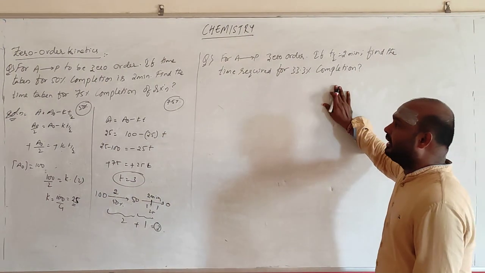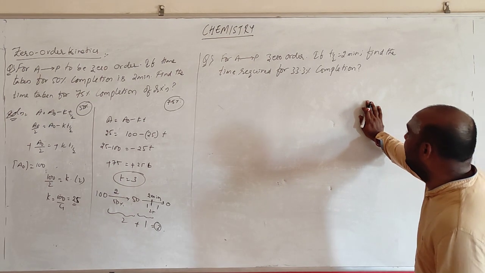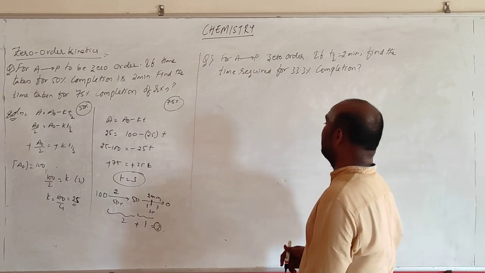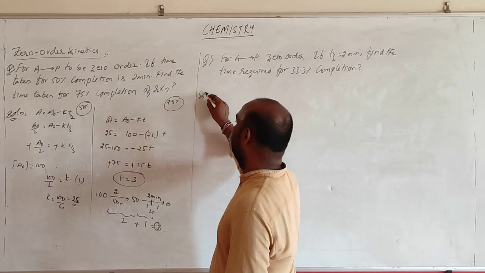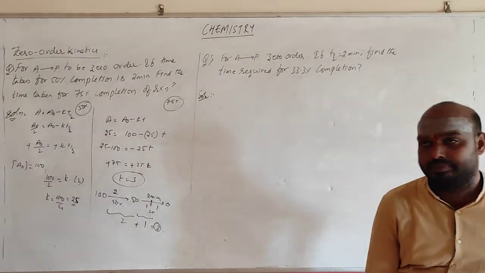In the same way, try to solve this problem. For a zero order reaction, if T half is 2 minutes, find the time required for 30% completion. Same method, try to pause the video and solve this question.